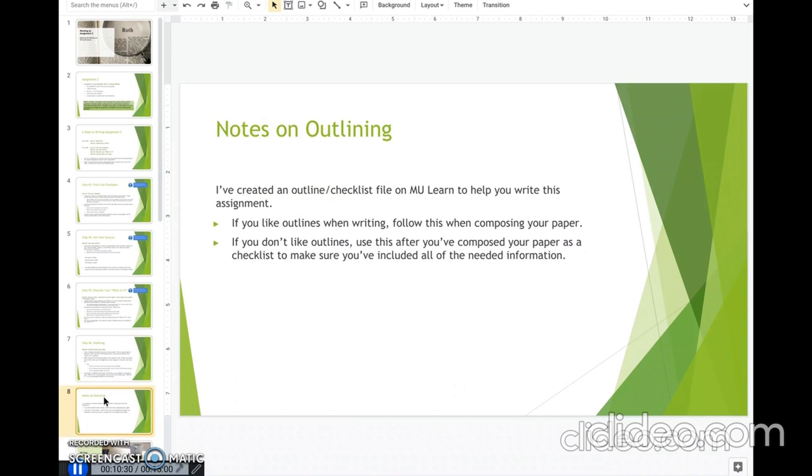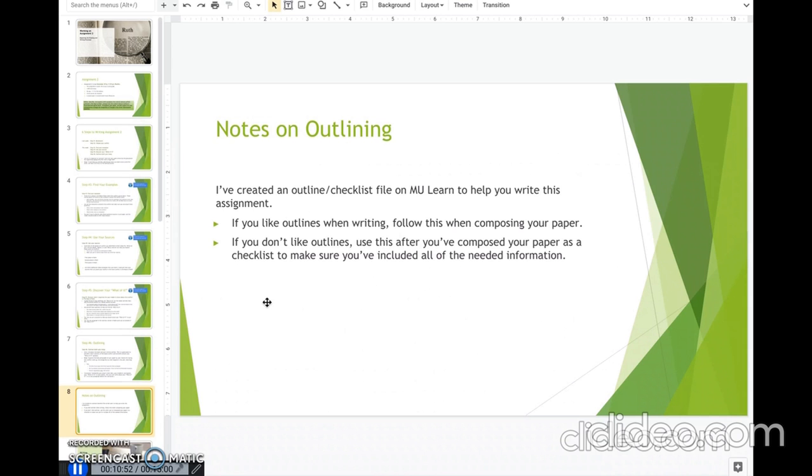Okay, now I have made an outline document like I did for the first essay. This one's a little more in detail and might help you. So some writers love outlines. If that's you, you will probably like this. If you don't like outlines, at least look at the outline document. So you get a sense of what needs to be addressed in your paper and maybe use it as a checklist.